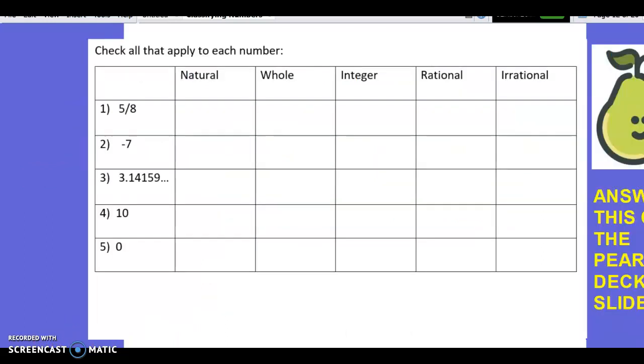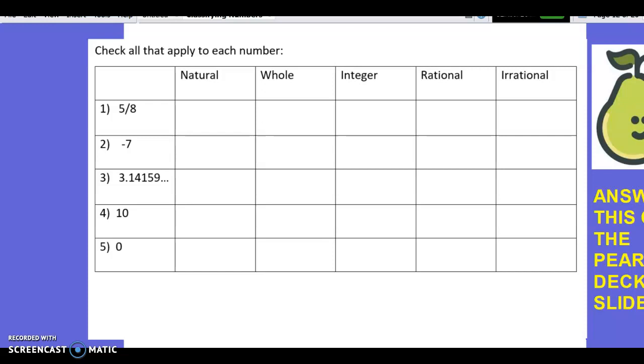Let's finish this lesson by looking at a chart. I want to be able to check off all the different number classifications that would apply to each number on the left-hand side. Before you classify a number, though, you want to make sure that it is in simplest form. Look at all the numbers on the left. Are there any that we could simplify? If you said no, then you are right. These are all in simplest form. So let's start categorizing.